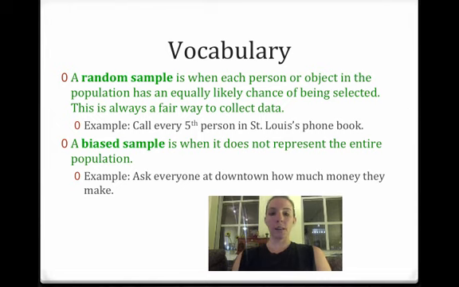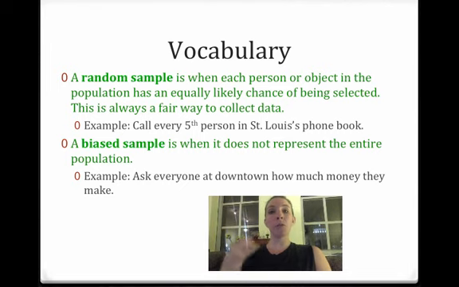An example would be, we used to have these phone books. I don't even know if you guys know what a phone book is, but it was a giant book, and it had the name and phone number of every single person who lived in a city. So a random sample would be if you go through the phone book and call every 5th name and ask them how much money they made, and then you use that for your data. Or maybe you call every 100th name or the first person on every page, something like that.